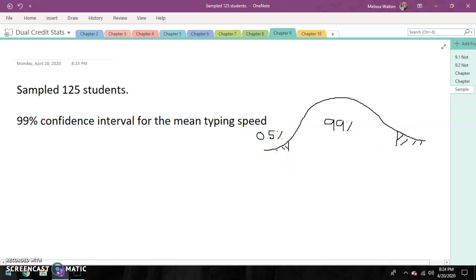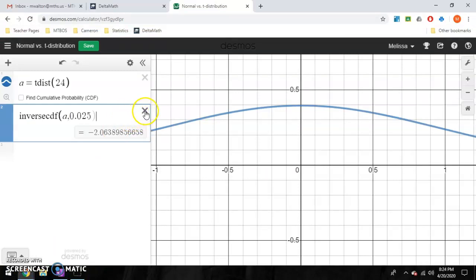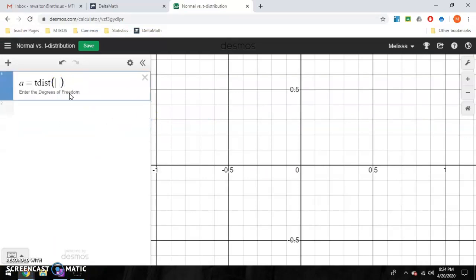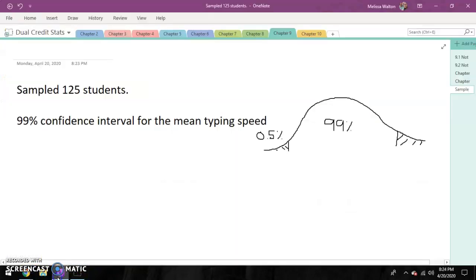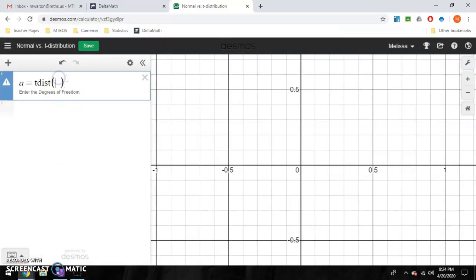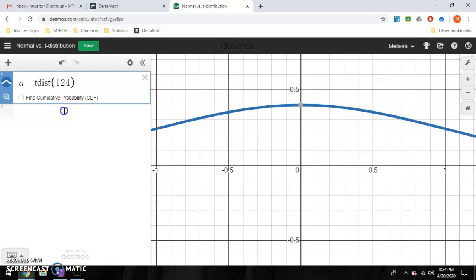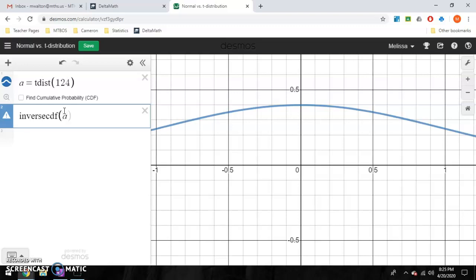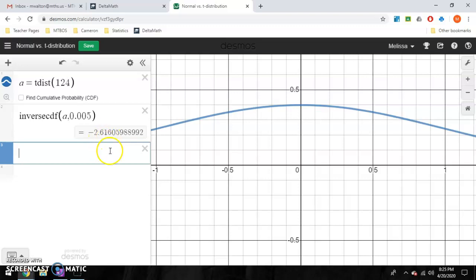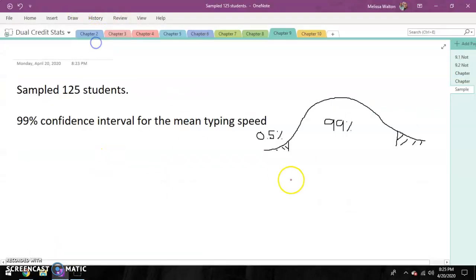All right, so let's go ahead and come on over to Desmos and figure this out. First off, my t-distribution. I sampled 125 students. So for my degrees of freedom, I have 124. Inverse CDF, I'm talking about my t-distribution, which I named A. And then finally, if I want 0.5% on my endpoint, that would be 0.005. And that critical t-score is negative 2.62.